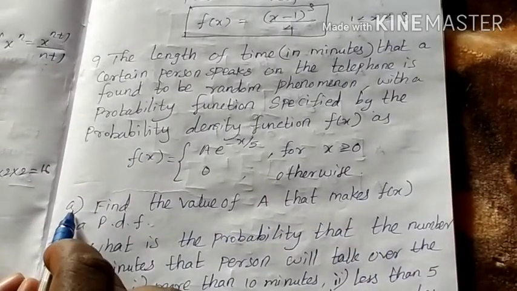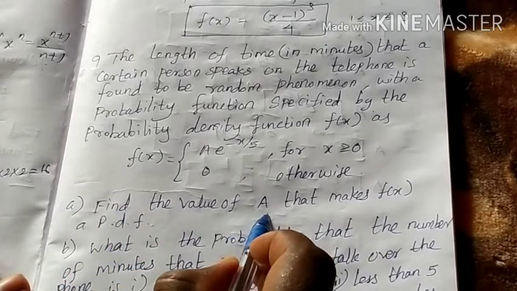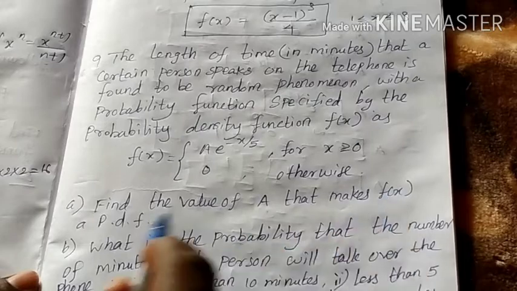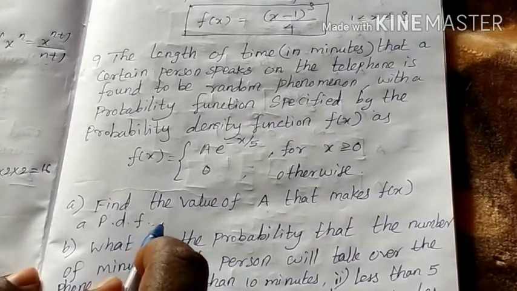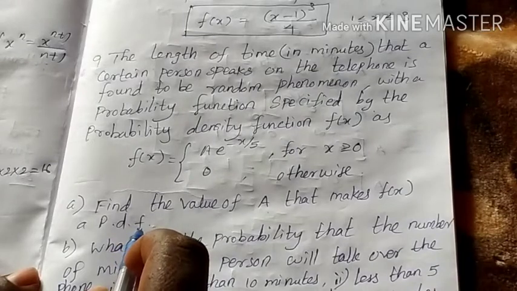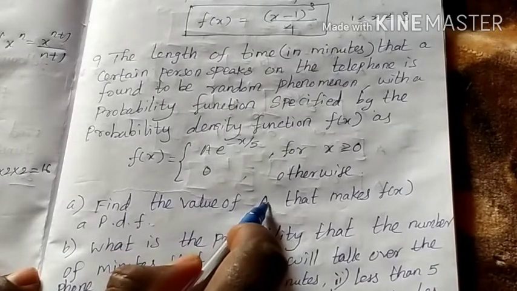The first question, A: find the value of A that makes f of x a probability density function. The f of x is a probability density function. This is the given hint. Use the hint to find the value of A.